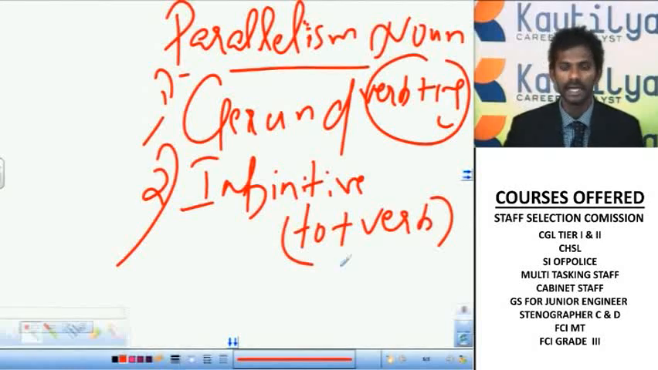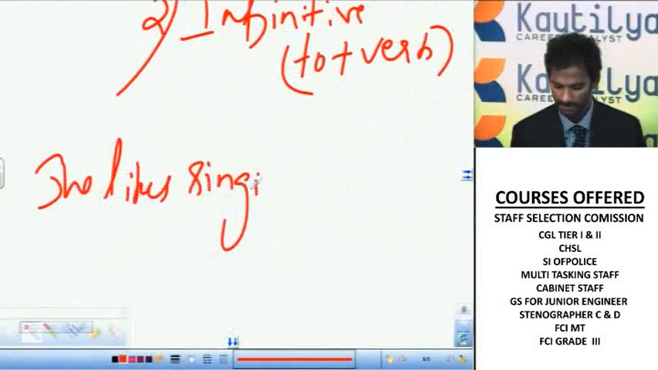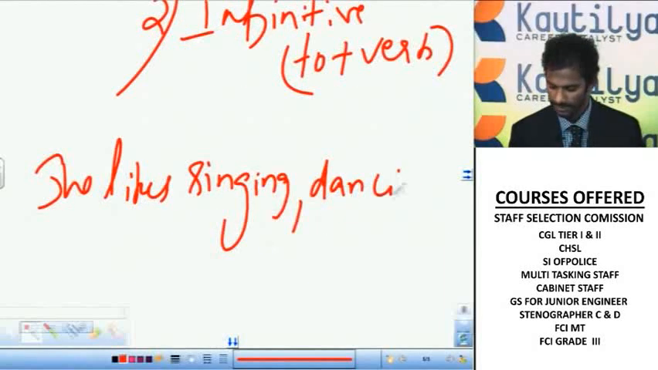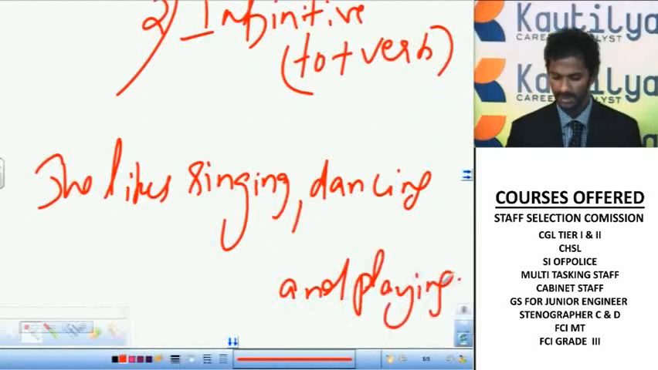Now, as I said, if in a sentence there is more than one idea, all the ideas must be expressed in a similar form. Then only they'll have equal importance. If one idea is in the ing form, verb plus ing, all the other ideas must also be in the ing form. If I go for a sentence like, she likes singing, dancing and playing.